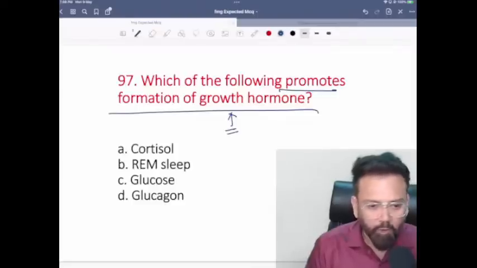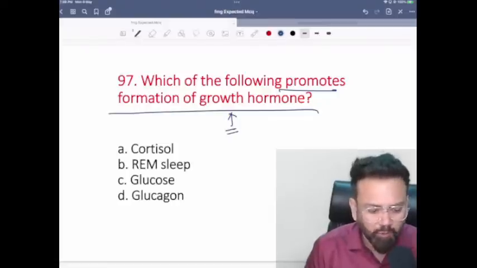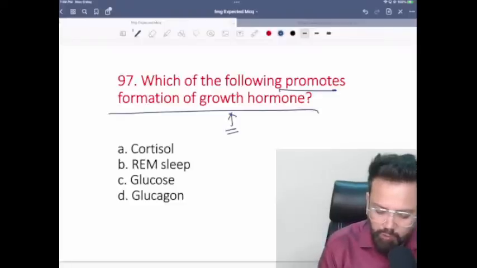Now this topic, I don't know why, every year they keep on asking the factor which increases growth hormone, the factor which decreases growth hormone. Only one answer is correct till date. अभी तक सिर्फ 2 आंसर करेक्ट हैं. Cortisol, my dear, decreases growth hormone. Stress increases growth hormone. First is wrong.